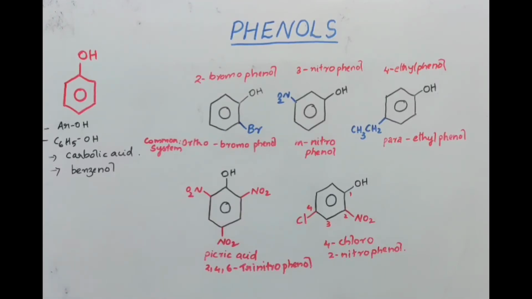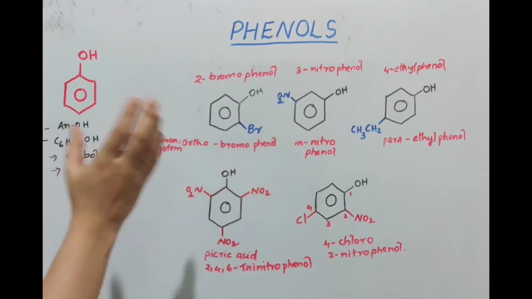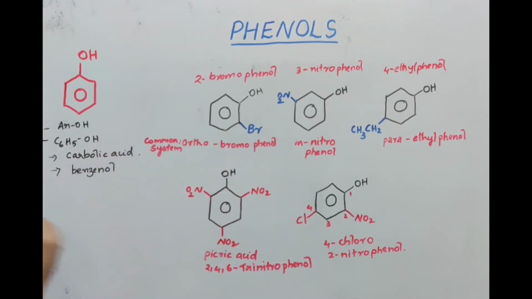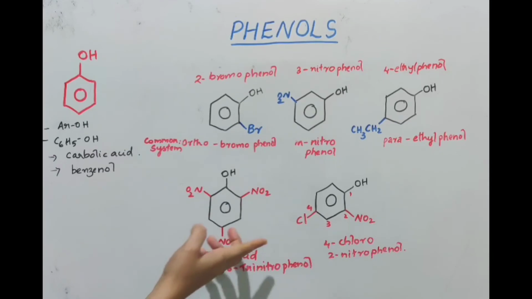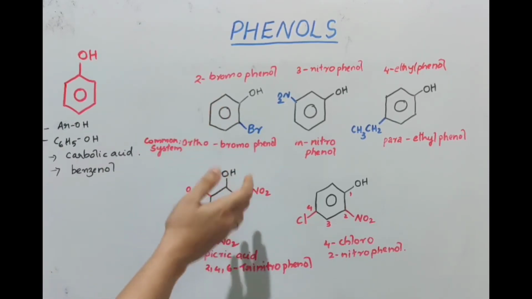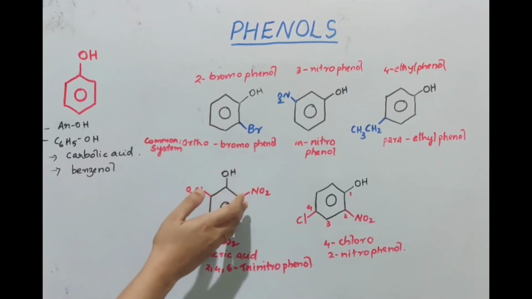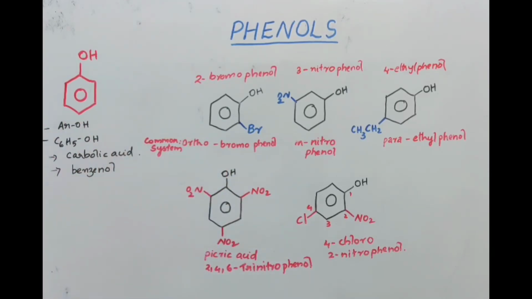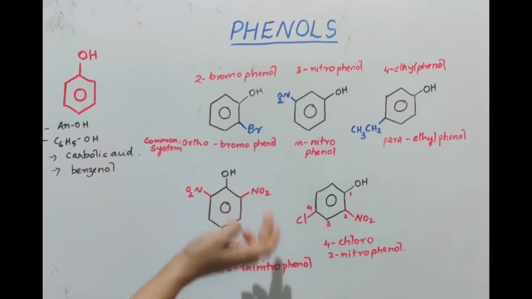In the IUPAC system of nomenclature, when phenols have 2 or more substituents, we can name it as 2,4,6 trinitrophenol. That is, we are numbering the position of the substituents relative to the OH group.